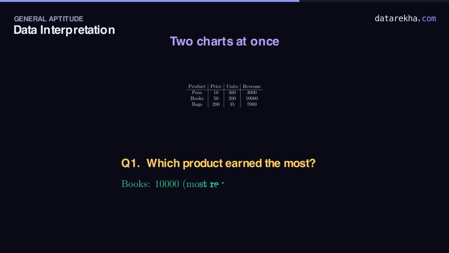The trap is to grab the tallest single bar. But bags has the highest price and pens the most units, yet neither wins. Books, in the middle on both, brings in 10,000, the most of all. You only see it by computing the product.